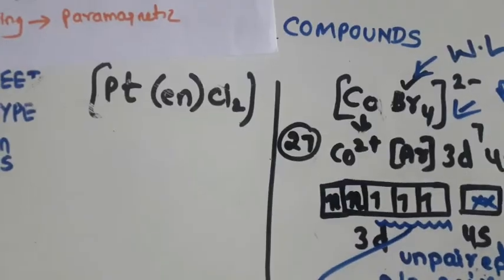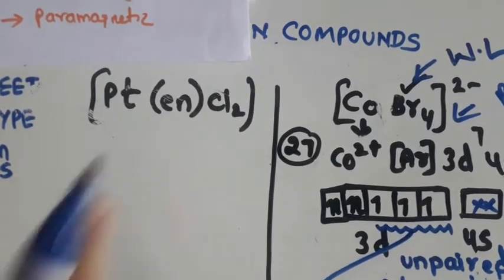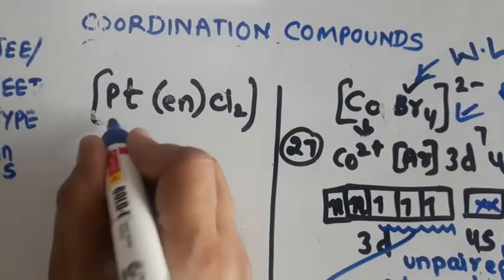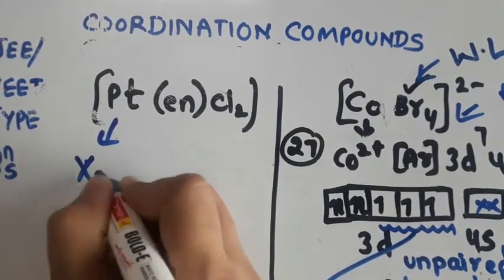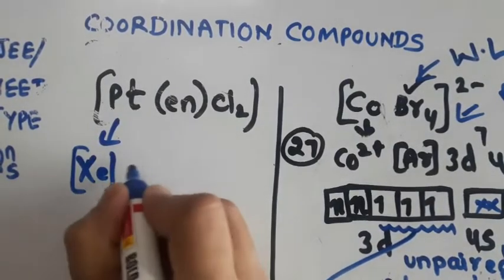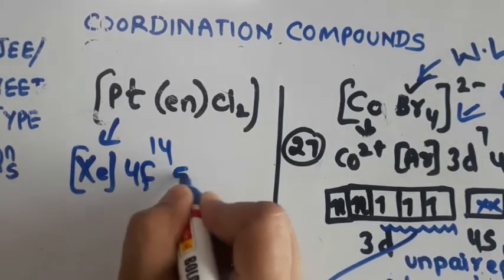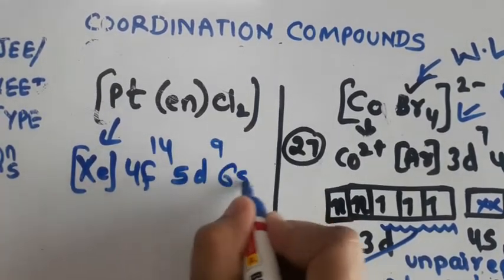But we have ruled out one more option. This option also we have to discuss. Now platinum has its electronic configuration as 4f14, 5d9, 6s1.